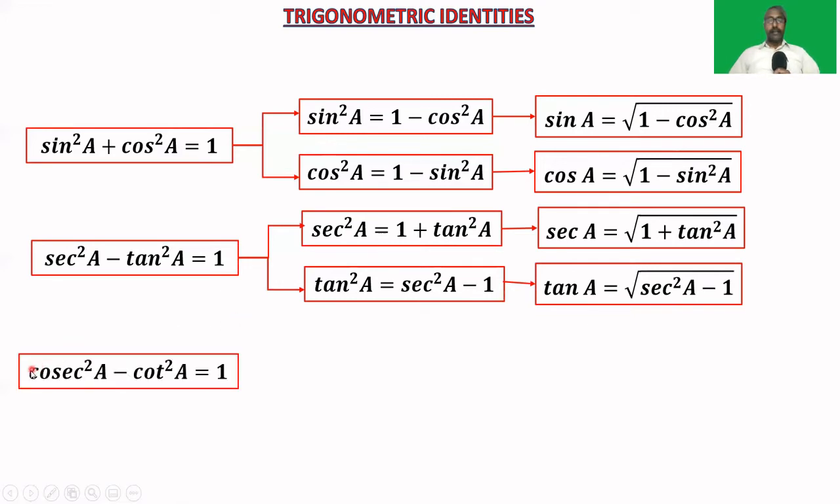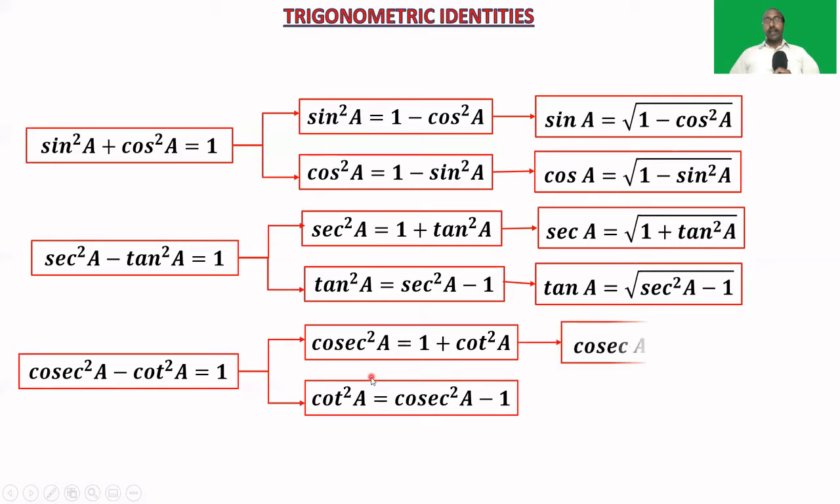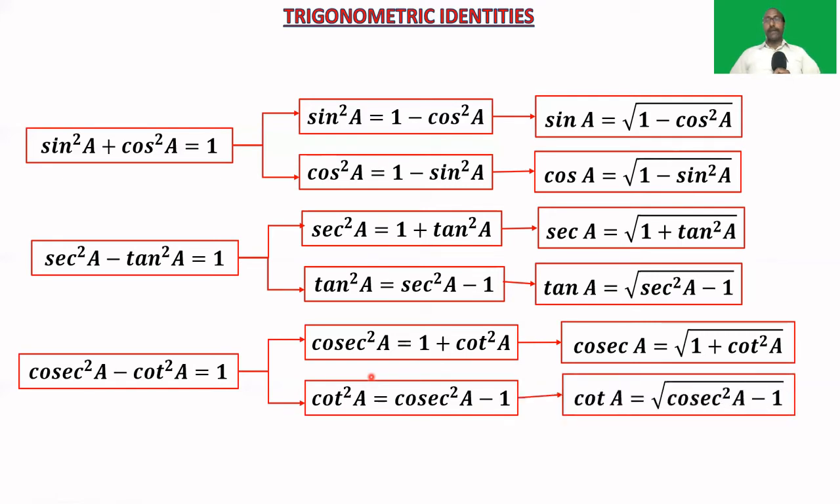And one more identity, we got cosec square a minus cot square a is equal to 1. And from this we can write cosec square a is equal to 1 plus cot square a, as well as cot square a is equal to cosec square a minus 1. And from these two we can write cosec a is equal to under root 1 plus cot square a, and cot a is equal to under root cosec square a minus 1. So we use all these equations in solving the problems.